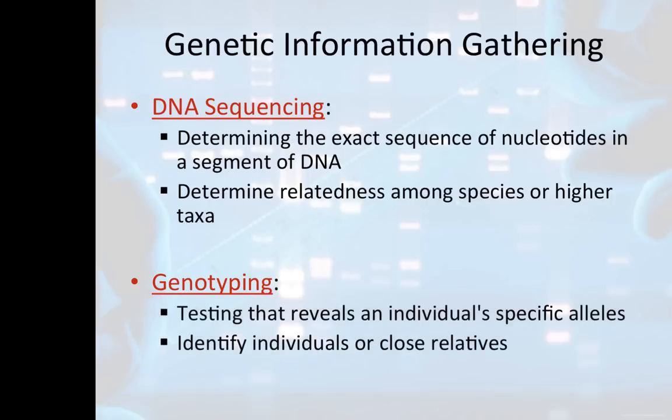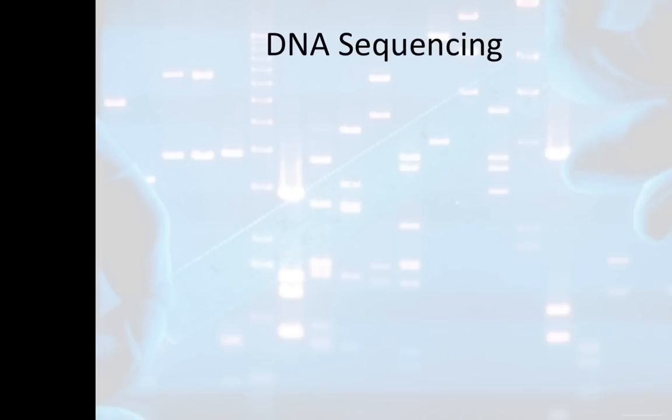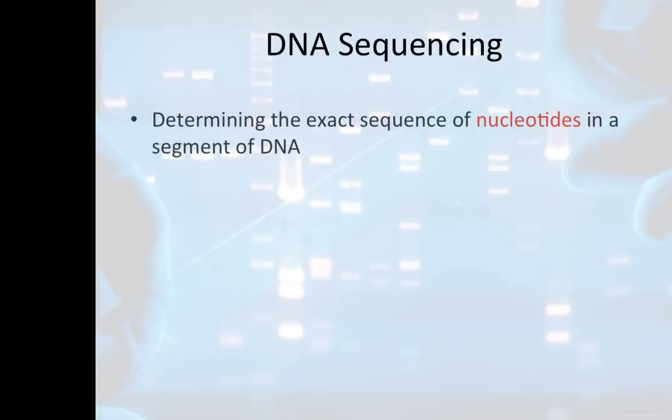Genotyping, on the other hand, identifies the alleles possessed by an individual. With genotyping, we identify individuals, like in the forensics example, or close relatives, like in the paternity example. Let's examine DNA sequencing first.